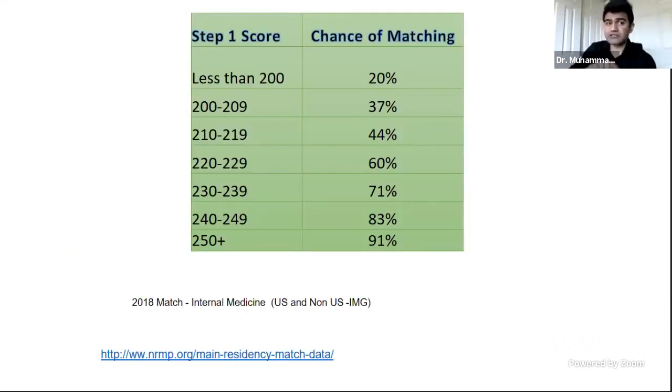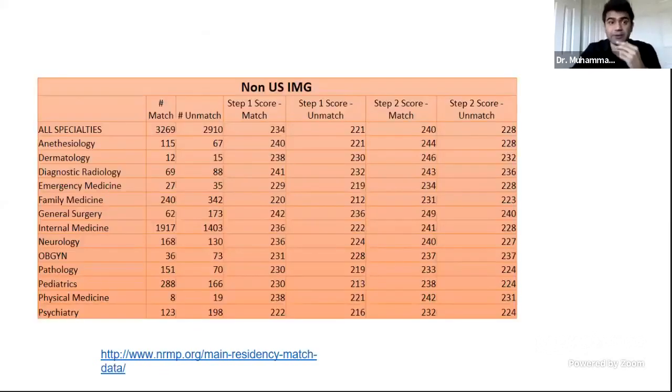Now, your step scores. Probability. How much? Okay, I'm not in the 250 range. What are my chances? So these are just, I'm giving you some breakdown. If your score is less than 200, you have less than 20% chance. If you are between 210 to 219, it's a pretty decent score, and so I mean to say this is the breakdown.